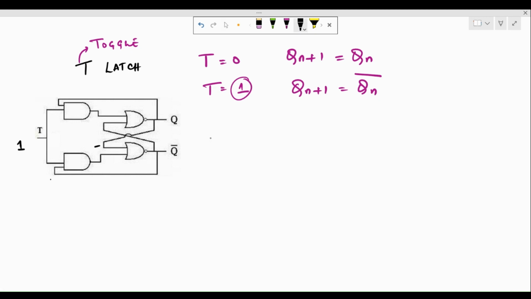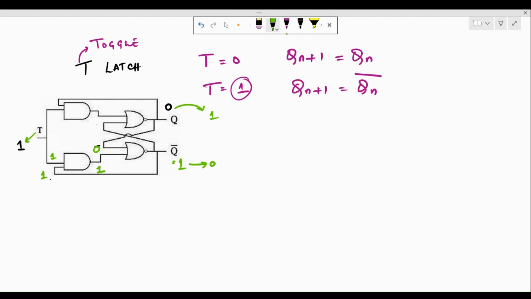Let's consider that Q was 0. So ideally, if the T input is 1, then Q should become 1. It should toggle to 1. So let's see if that happens. So this 0 is going to travel down here, and if the Q is 0, Q bar will be 1. So this 1 will be fed back as 1 here. The input to this AND gate is 1 1, because T is also 1. So the output of this AND gate is 1. The input to the NOR gate is 1 0, and the output would therefore be 0.